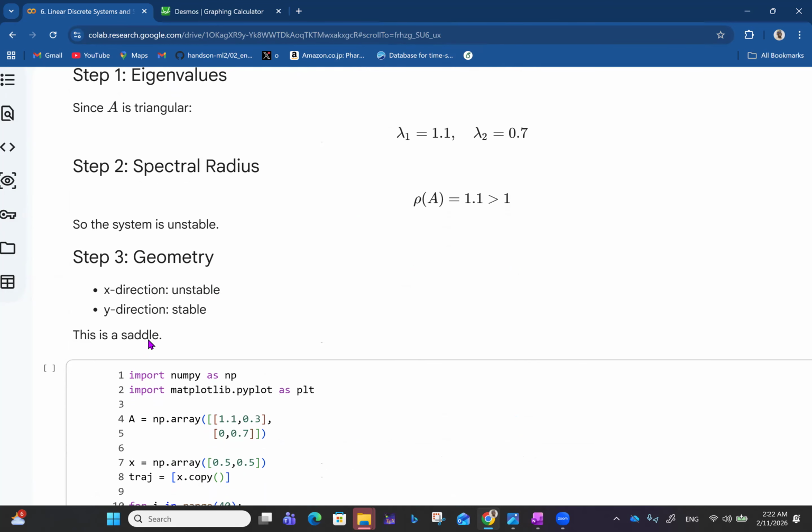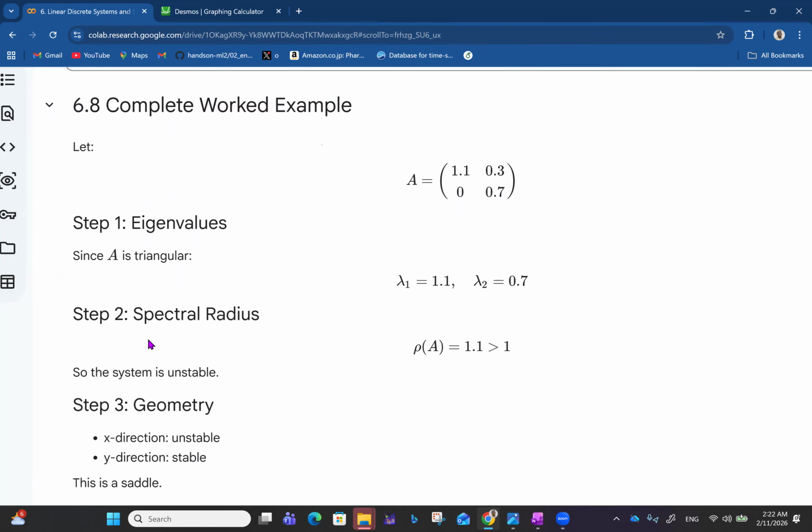Okay. Then we'll move on to a complete worked example. Let A be 1.1, 0.3, 0, 0.7. Thankfully this is a triangular matrix, so we can just read off the eigenvalues: 1.1 on the x-axis and 0.7 on the y-axis. The spectral radius is the bigger of the two in absolute value, so rho of A is 1.1, which is greater than 1. In this case, we say the system is unstable, because the spectral radius tells us that much.